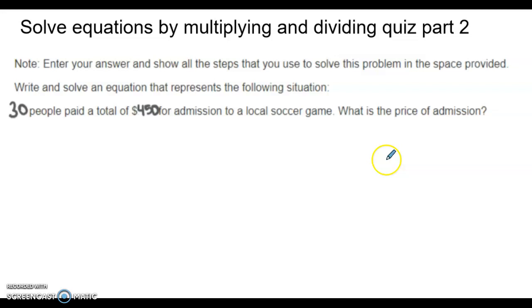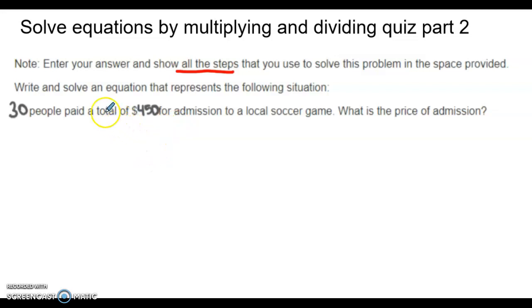Okay, so for the next part, we're starting part 2 of the quiz. And it says, note, enter your answer and show all the steps that you used to solve this problem in the space provided. We want to write and solve an equation that represents the following situation. 30 people paid a total of $450 for admission to a local soccer game. What is the price of admission?